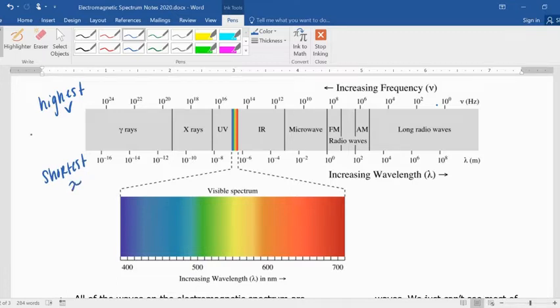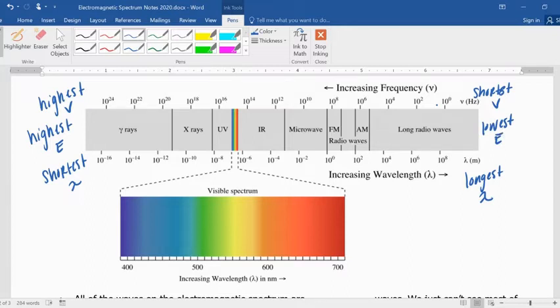It's also where we have our highest energy. On the right side is where we have our shortest frequency, our longest wavelength, and our lowest energy.